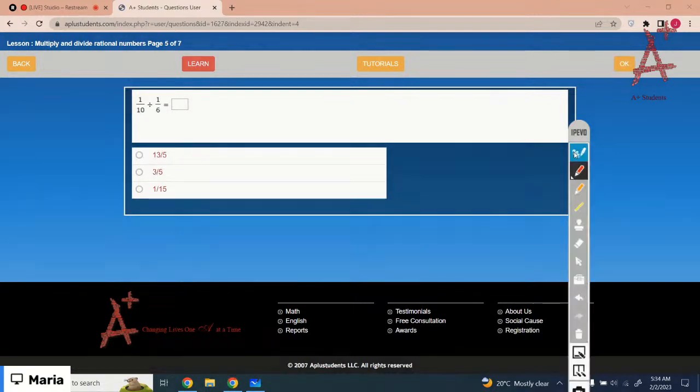Okay, the next one is 1 over 10 divided by 1 over 6. So just replace the division sign with multiplication. So it would be 6 over 1. So 6 over 10, just divide them by a common factor, that is 2. So it would be 2 times 3 is 6 and 2 times 5 is 10. So the correct option is 3 over 5. Got it?